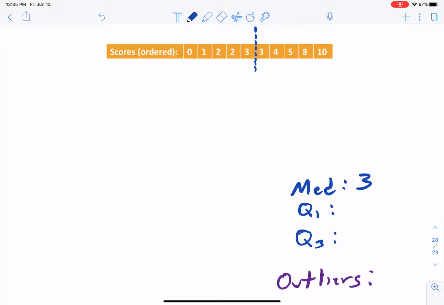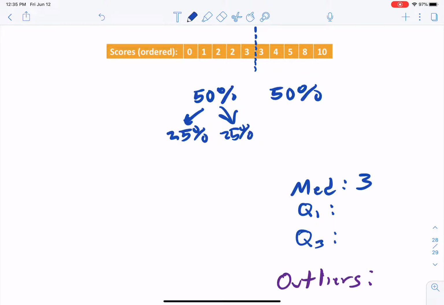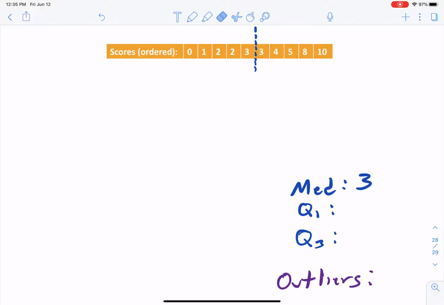Okay, so let's find Q1. So that 25th percentile, well, this makes up 50%, and this other half makes up 50%. So ideally, if we were to divide this into 2, that gets us 25% and another 25%. So all we need to do is just find the median point of this half of the data now. All right, so we can go 1, whittle away, and there we go. That's our 25th percentile mark. Okay, so we just come down here and record that.